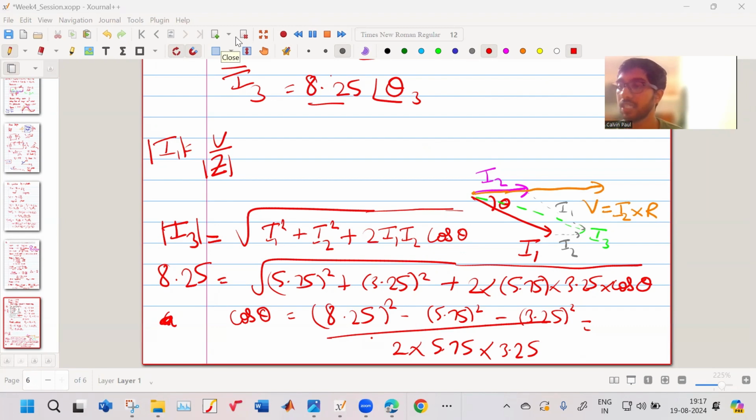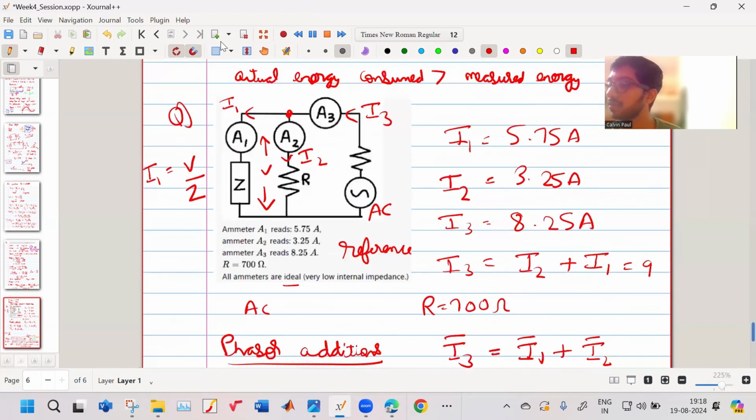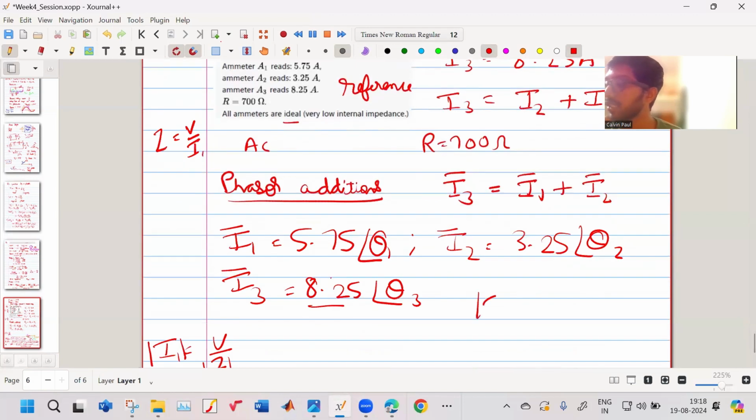So the answer actually comes out to be 0.6538. Okay, so this is your cos theta. Now, this is your Z. How much is your Z? Z is your V by I1, so the magnitude of Z is equal to V divided by the magnitude of I1.